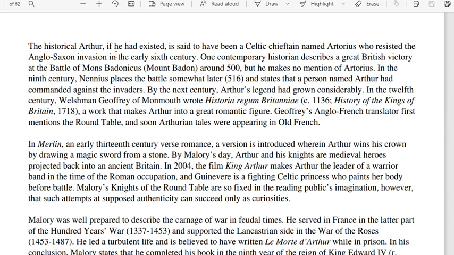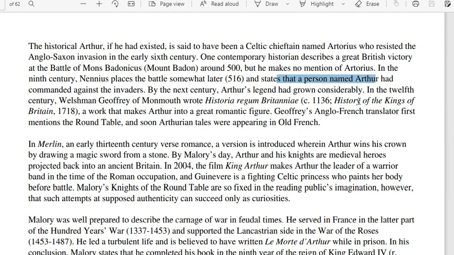The historical Arthur, if he existed, is said to have been a Celtic chieftain named Arturius, who resisted the Anglo-Saxon invasion in the early 6th century. One contemporary historian describes a great British victory at the Battle of Mons Baronicus, Mount Baron, around 500. But he makes no mention of Arturius. In the 9th century, Nennius places the battle somewhat later, 516 AD, and states that a person named Arthur had commanded against the invaders. By the next century, Arthur's legend had grown considerably.